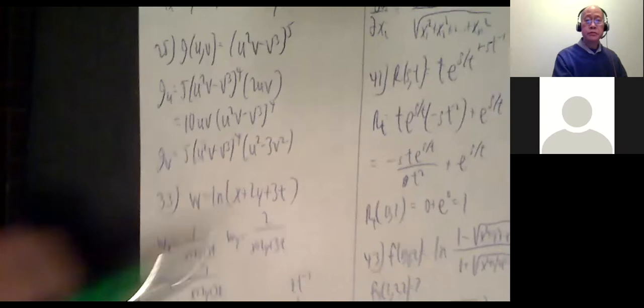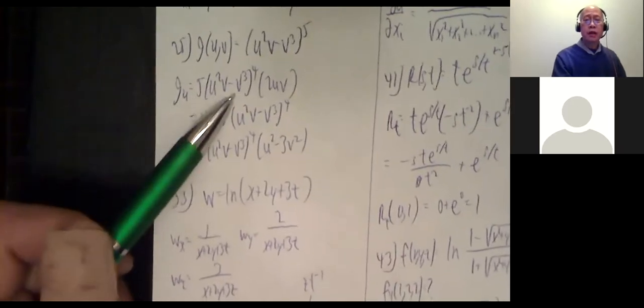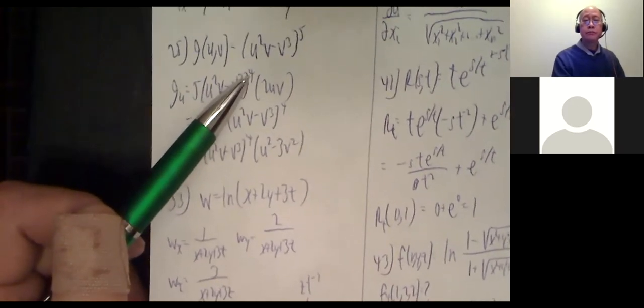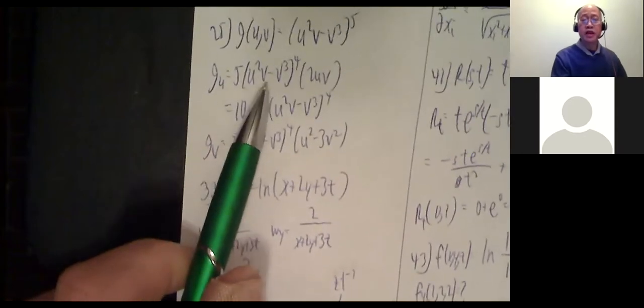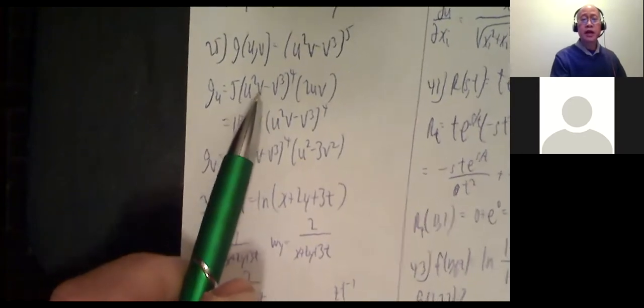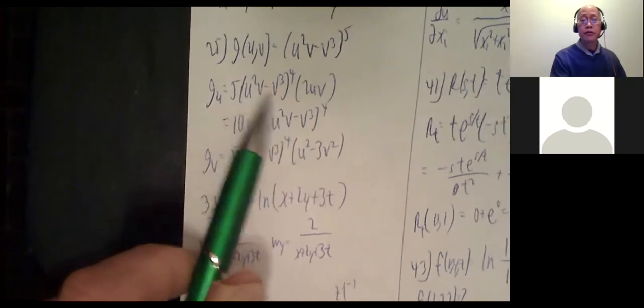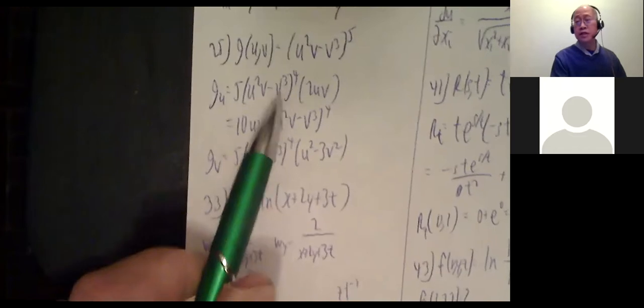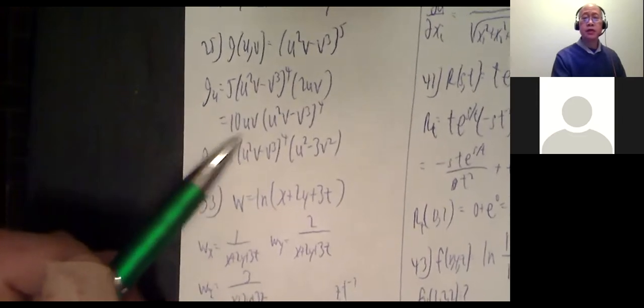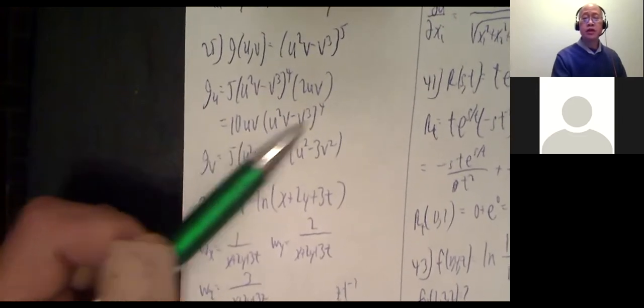Okay, so g sub u, partial with respect to u, 5, blah, blah, blah to the 4th power, times the derivative of the inside with respect to u. With respect to u, that means v is considered a constant. It's like constant times u squared. So the derivative is 2uv. The derivative of negative v cubed with respect to u is 0 because that's all constant. So that's basically it. Just clean up easy stuff like 5 times 2 is 10. So final answer, I did 10uv and then u squared v minus v cubed raised to the 4th power.